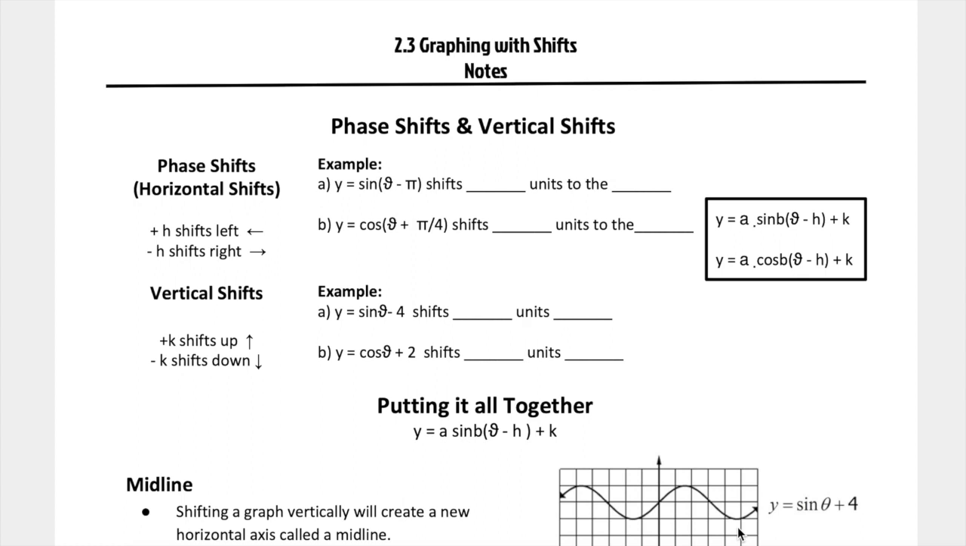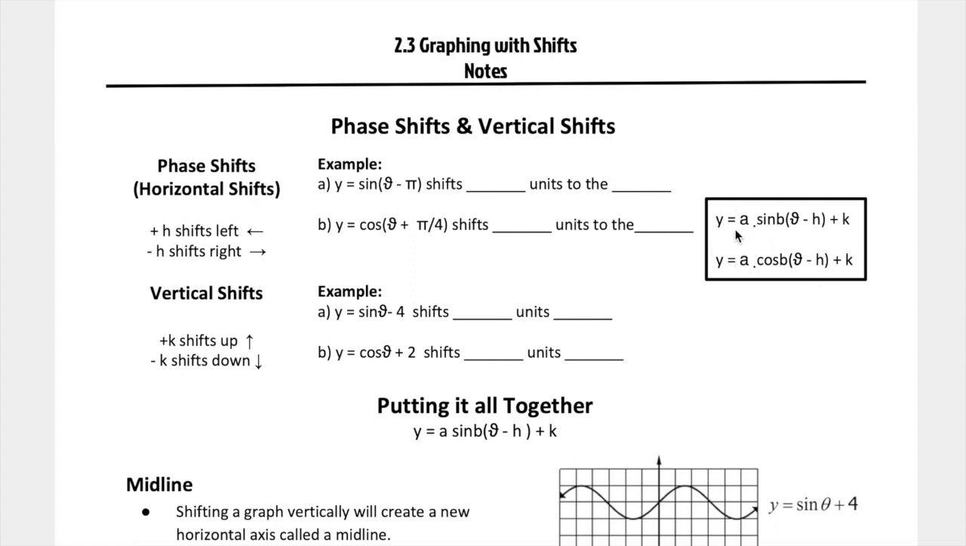So let's start by talking about something called a phase shift. A phase shift, in other words, is a horizontal shift, and those names can be used interchangeably. In your equation, a phase shift happens when you have a positive h, it would shift it to the left, and a negative h shifts it to the right. So it's kind of the opposite of what you would think. When it's positive, it goes in the negative direction, and when it's negative, it goes in the positive.